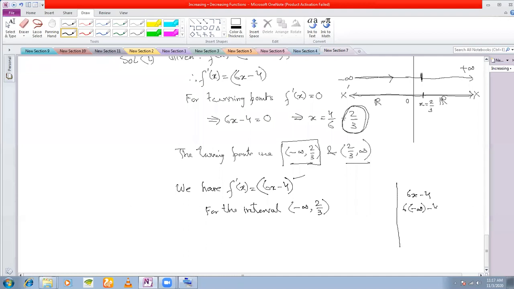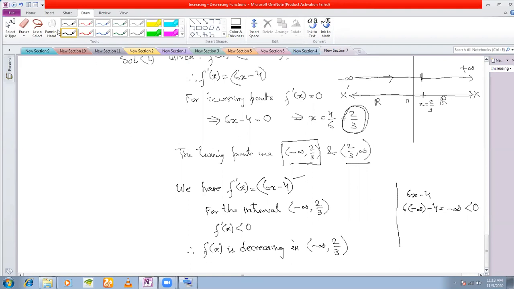This will come to minus infinity, which is negative. So that means in this interval, f dash x is negative, right or wrong? So what was the condition? If the first derivative is negative, then we say that f x is decreasing, in the interval minus infinity to 2/3. Right or wrong?